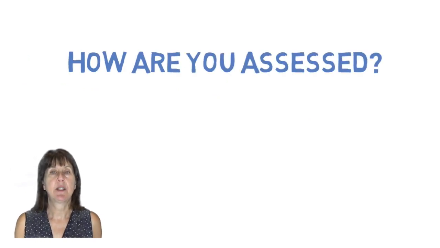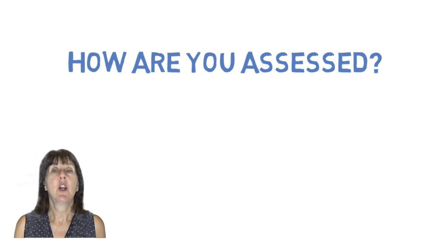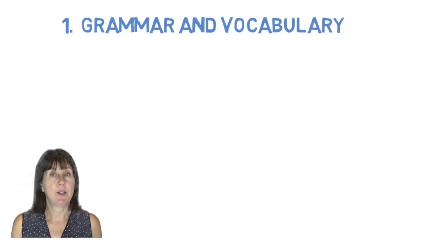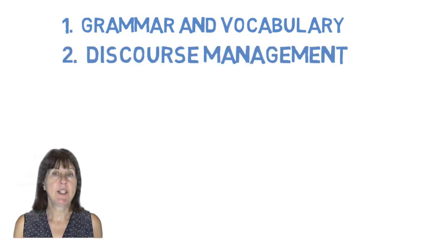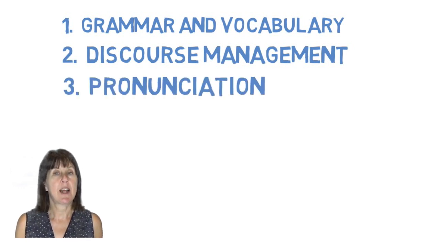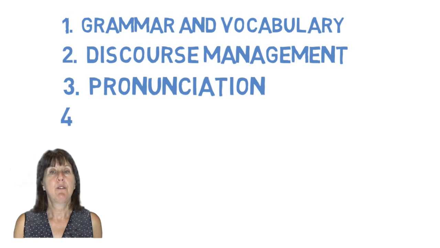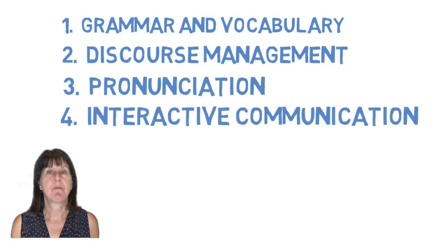So how are you assessed? As discussed in my videos for speaking part 1, 2 and 3, you're assessed on 1. Grammar and vocabulary at a B2 level. 2. Discourse management, which I discuss in more detail in FCE speaking part 2. Click the link down below or at the end of the video. 3. Pronunciation. You must be intelligible and try to sound interested and enthusiastic about what you discuss. And finally, 4. Interactive communication.